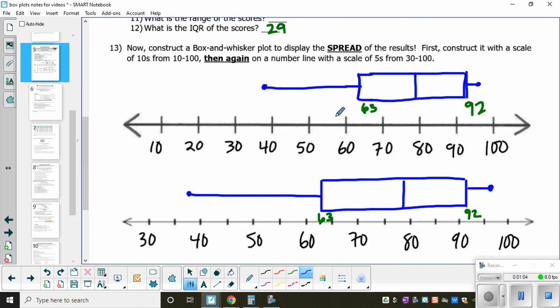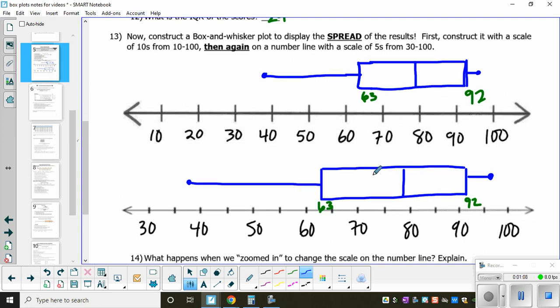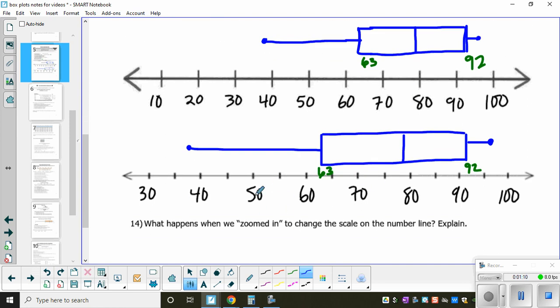One of the things we had to do in the last class was compare what happens when you zoom in on the scale. Imagine we took this box and whisker plot and pinched the screen to zoom in, and that's what happens when the scale has been adjusted here. When we zoom in on the scale, it almost looks like this data is more spread out. But the 29 represented from here is still the same 29 represented here.